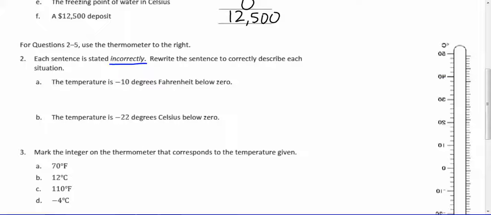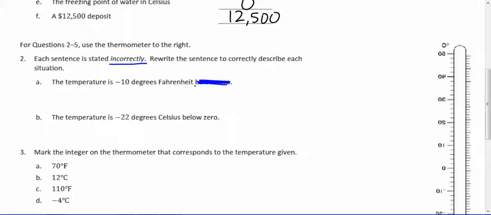It says the temperature is negative 10 degrees Fahrenheit below 0. You got too much going on there, so you got to pick one. Do you want to say the temp is negative 10 degrees Fahrenheit, or do you want to say the temp is 10 degrees Fahrenheit below 0? You could pick either one of those, right? So we've got to choose. One way you could do this is cross this out and just make it say, the temp is negative 10 degrees Fahrenheit.